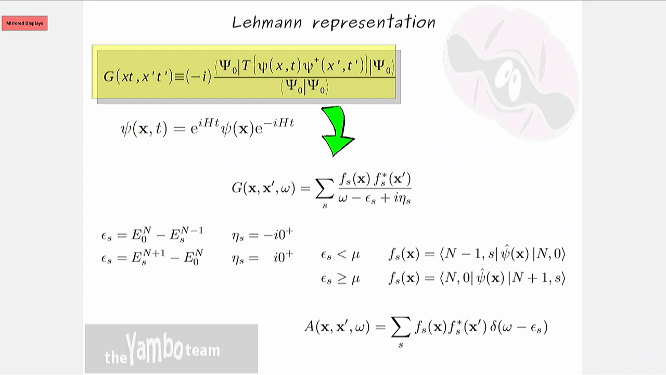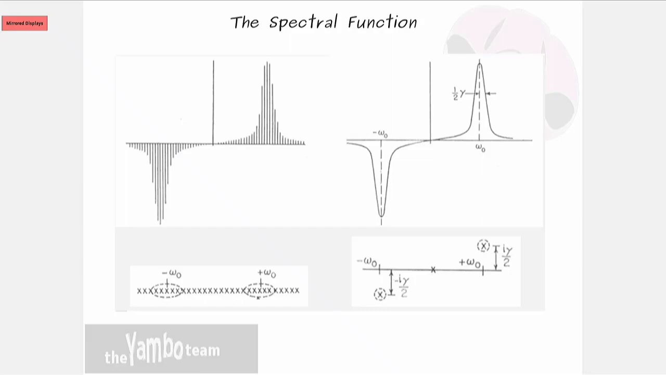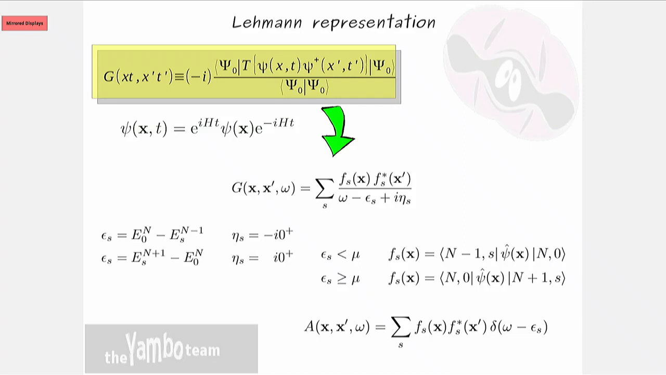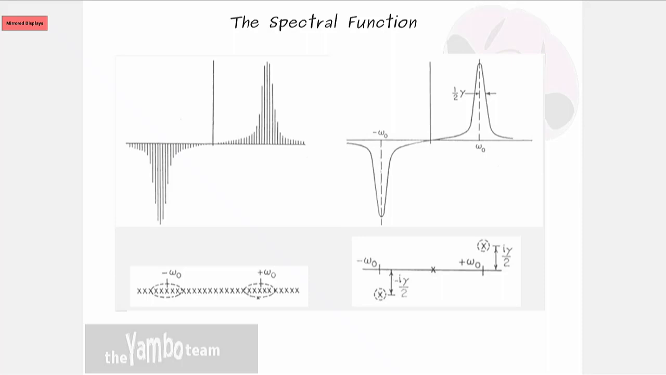So the Green's function is made in such a way that if you manage to calculate this Green's function, then you calculate the imaginary part, which is the spectral function, and it will just show peaks at the exact excitation energies of your system. Exact, period. Excitation energy of your system. This, you get it from here.